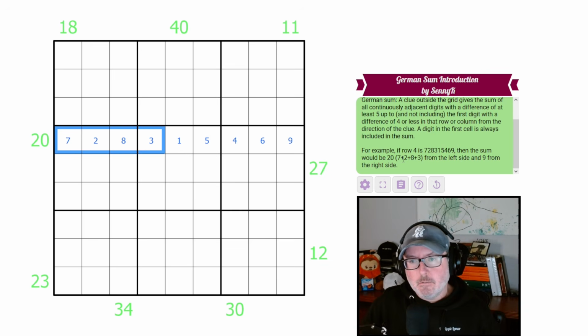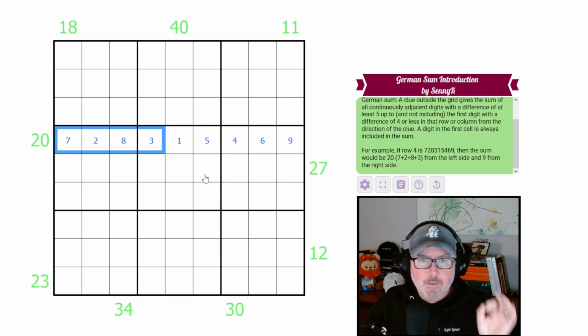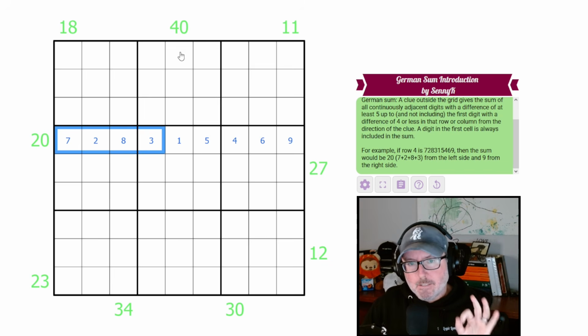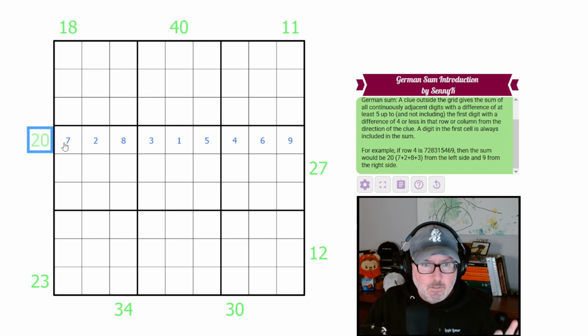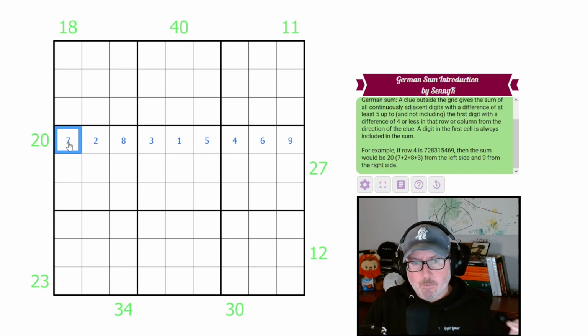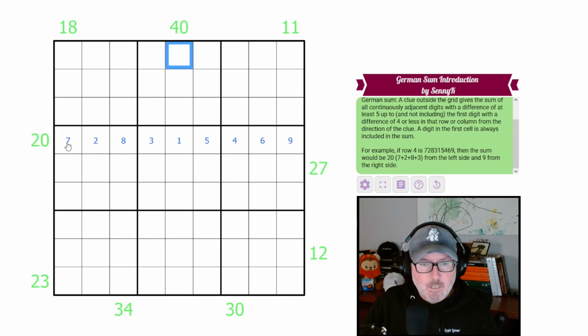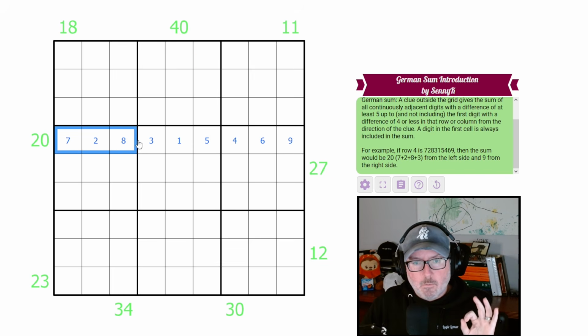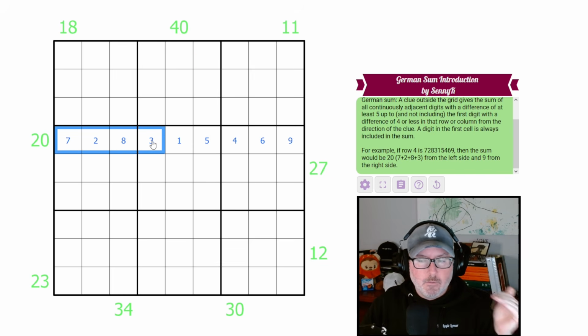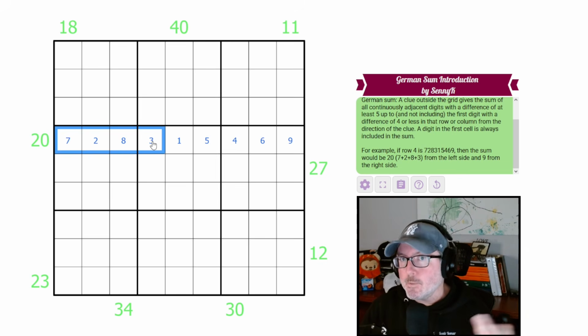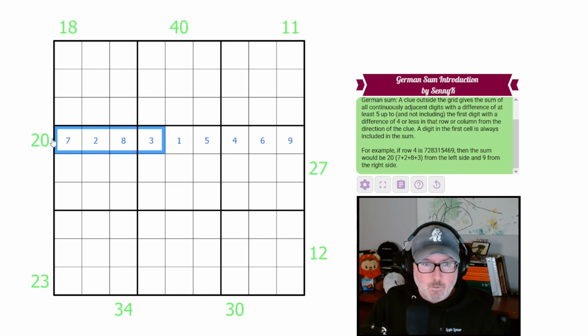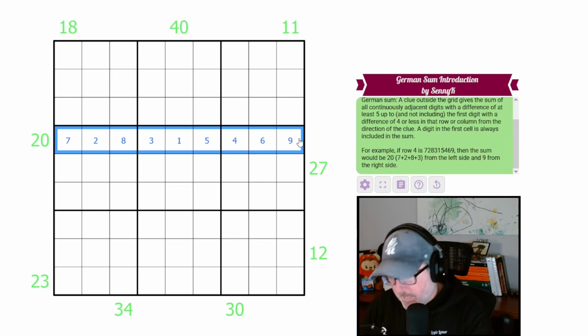So essentially, if you think about it, from each clue we're starting to draw a German whisper either in the row or the column, depending on where the clue is. Once we get to whatever point we have to deduce where we're stopping, that's where the German whisper would end. And then those, of course, will add to that 20. So that is the rule set.